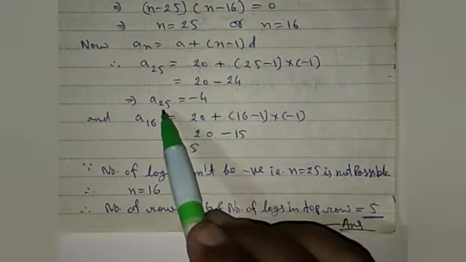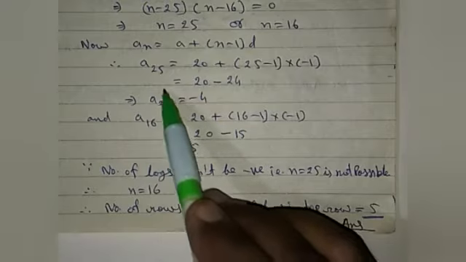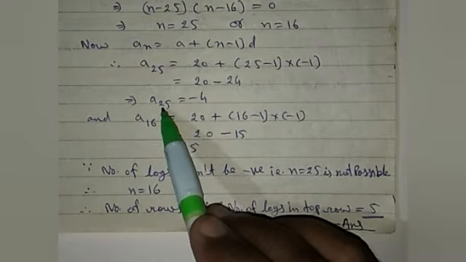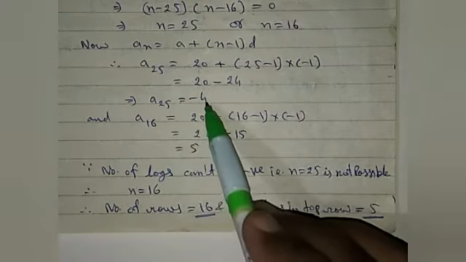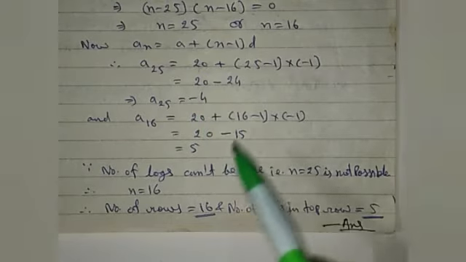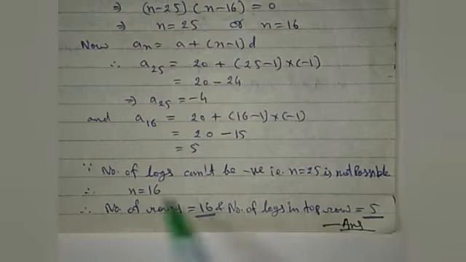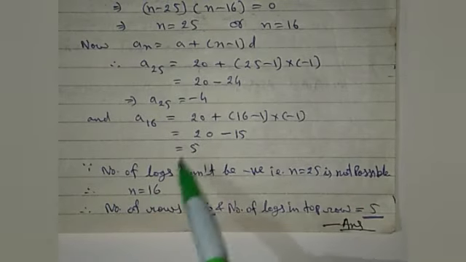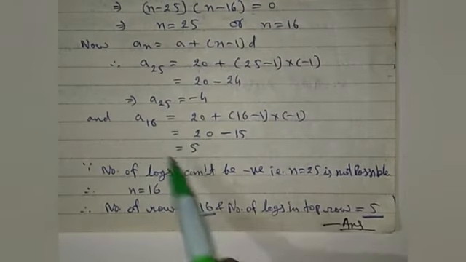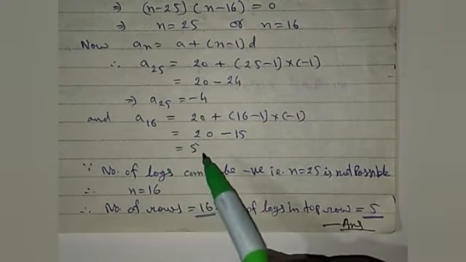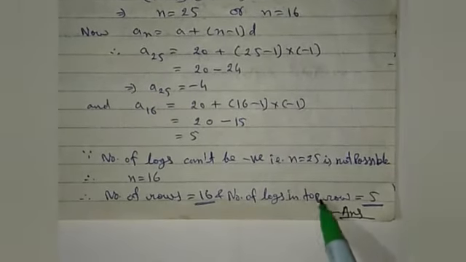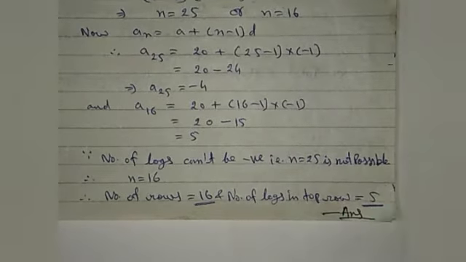Now see here, the number of logs in the top row, that means in the 25th row, is minus 4, and the number of logs cannot be negative. So n equal to 25 is not possible, hence n equal to 16, because the number of logs in the 16th row is 5, which is positive. So the number of rows is equal to 16 and the number of logs in the top row is 5.